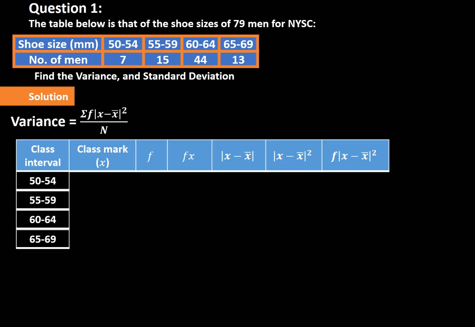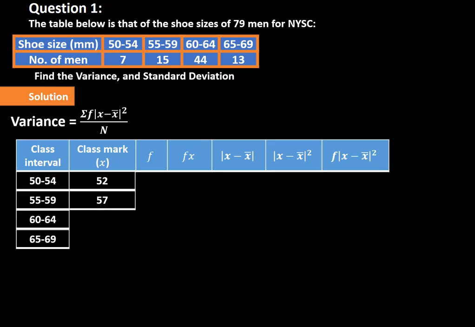So now I'll start with the class marks. The first one is for 50 to 54. If I add 50 plus 54 and divide by 2, please note, it is divided by 2 to get the class mark from your class interval. You use the two class limits, add both of them together and divide by 2. So 50 plus 54 divided by 2, you get 52.